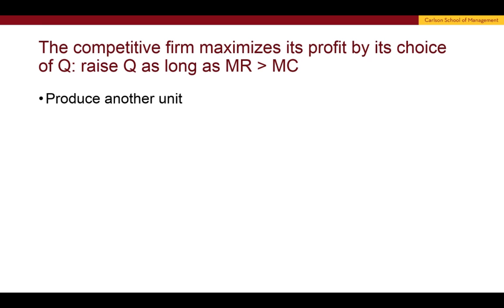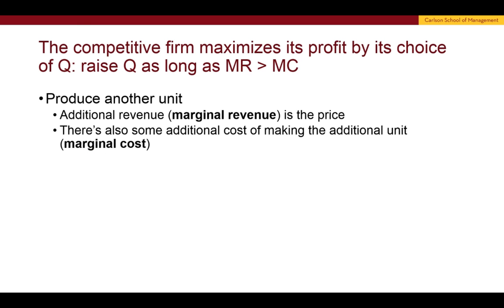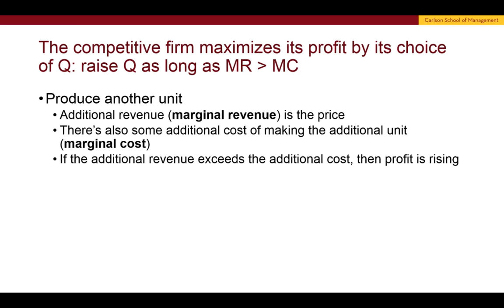So let's think about this. Suppose you were to produce another unit. Well, you'd get some additional revenue. That's the marginal revenue. And remember, at a competitive firm, the marginal revenue is just the price of output. You'd also incur some additional cost. And that additional cost is the cost of making another unit, or the marginal cost that we encountered in the last module. Well, if the additional revenue associated with this quantity, which is always just P for the competitive firm, exceeds the additional cost, which is the marginal cost of this quantity, then profit's rising, so you'd want to produce more.